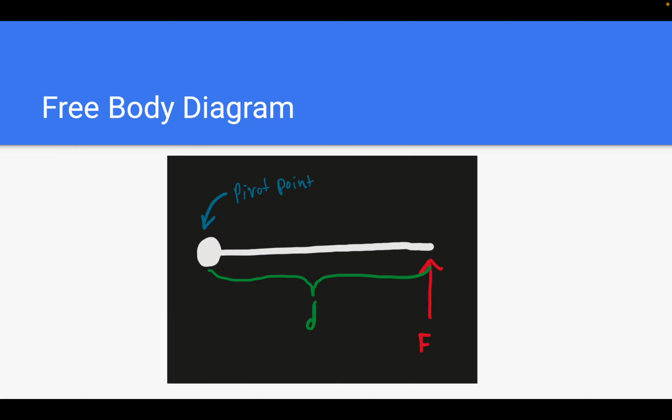So this is kind of a free body diagram showing what a torque looks like. So here we see the pivot point on the left and the force being applied all the way at the end, and then the distance from the pivot point to where the force is applied, which is what we will cross with the force to find our actual torque.